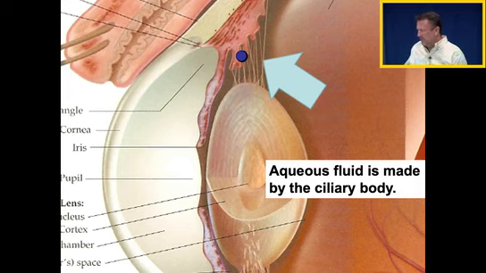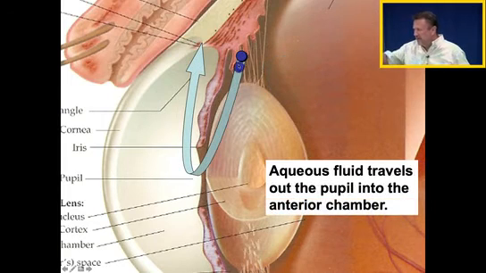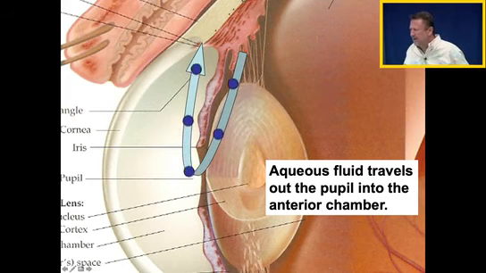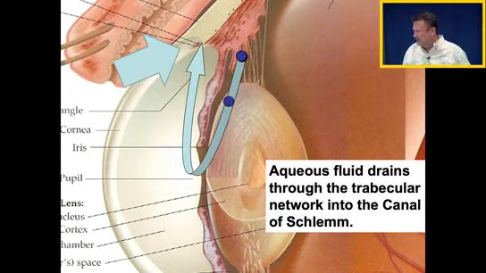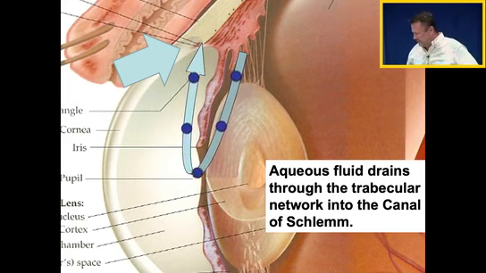So let's do this again. Aqueous fluid is made by the ciliary body. This is our pupil right there. This is inside the eye. This is outside the eye. This is our iris, and the pupil is this round part. And you'll notice the fluid gets made inside of the eye, travels out the pupil, and drains into the trabecular network and the canal of Schlemm. The aqueous fluid drains through the trabecular network into the canal of Schlemm. I'm glad the PowerPoint slide was there to remind me.